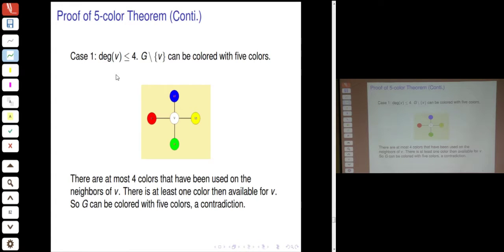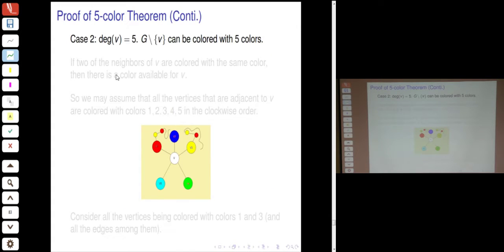So this is the argument. There are at most 4 colors that have been used on the neighbors of V, so there's at least 1 color that is available for V. So G can be colored with 5 colors. The contradiction is because we assumed G cannot be colored by 5 colors. So now you can. That's the easy case.